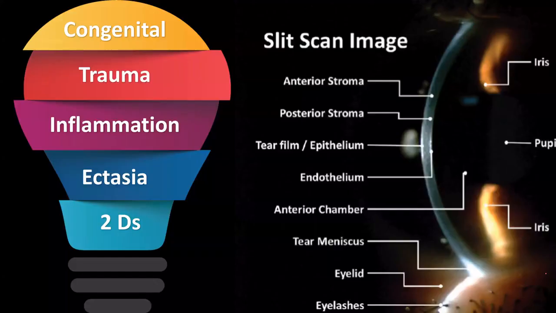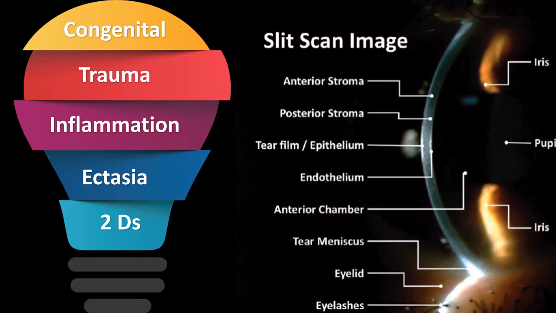Okay, fantastic. Let's now start with the cornea. When you take a slit of the cornea, you will find that it is divided into these layers, starting with the epithelium, then the Bowman's layer, then the stroma, which makes up 90% of the cornea, then the Descemet's membrane, and the endothelium.